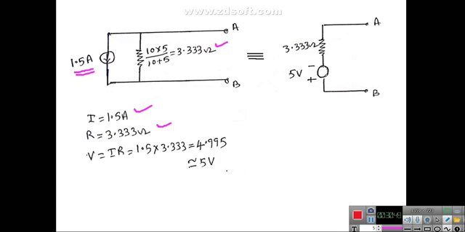So therefore, by making use of Ohm's law, V is equal to I into R. You know the I and you know the R, so just substitute. You will get 4.995, so approximately 5 volts. So this is the magnitude of the voltage source.